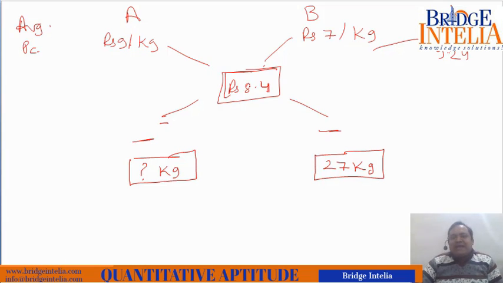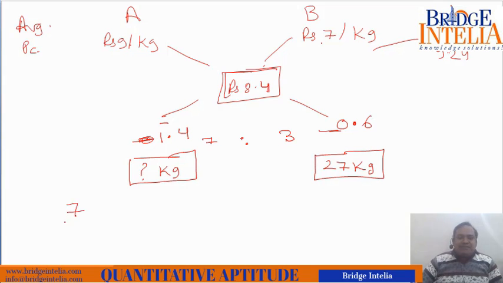So difference of 9 and 8.4, so 0.6. Difference of 7 and 8.4, so this difference is 1.4. So if you take the ratio 14 and 6, the ratio is 7 is to 3. So ratio of 7 by 3 should be reflected in this quantity, unknown figure by 27.